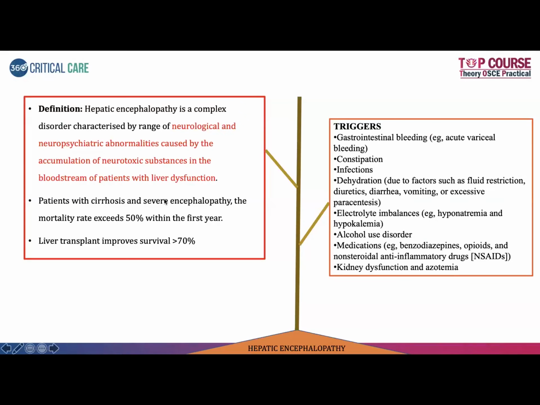EEG will show triphasic waves, okay, in grade 1 to 2. And beyond 2, in grade 4, it will be slow progressing. So as per the West Haven grading, up to 3 grades, there will be a triphasic pattern. 1, 2, and 3, there will be a triphasic pattern. And grade 4, when the patient is in stupor or in coma, there will be progressive slowing of the rhythm.